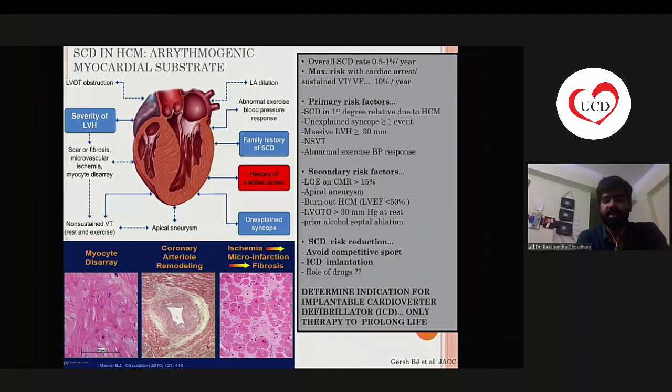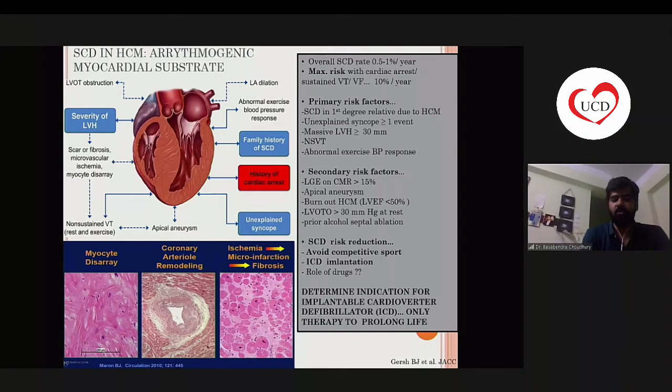The SCD risk is overall 0.5 to 1%, but maximum risk is in those patients having cardiac arrest or sustained VT or VF. A 10% per year risk is there. And primary risk factors are SCD in a first degree relative, unexplained syncope, massive LVH more than 30, NSVT, abnormal BP response, and some other features like LGE in CMR, apical aneurysm, burnout HCM, LVOT gradient more than 30 have some role in choosing the correct patient.